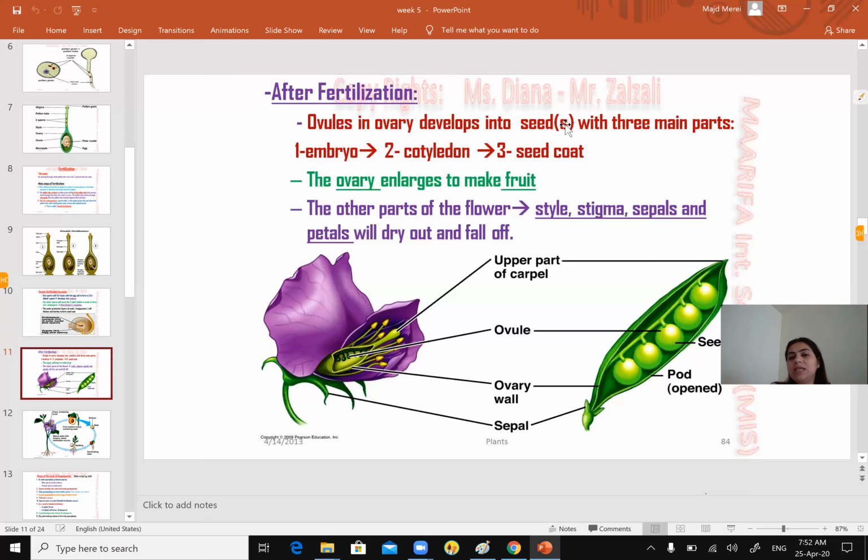What about the seed? The seed that is formed has three main parts. Number one, embryo. Number two, you can write nutritious part. In monocot, it's called endosperm. In dicot, it is cotyledon. And you will learn this at the end of the session. And the third part is the seed coat.